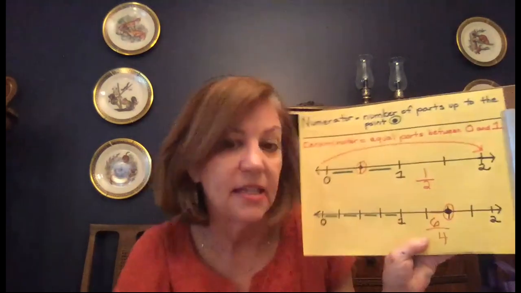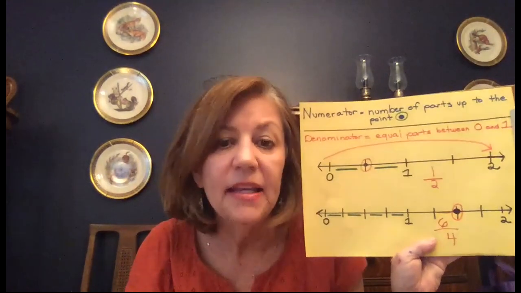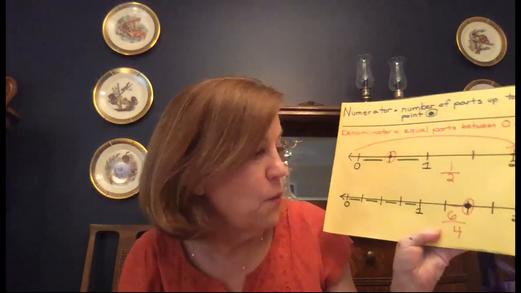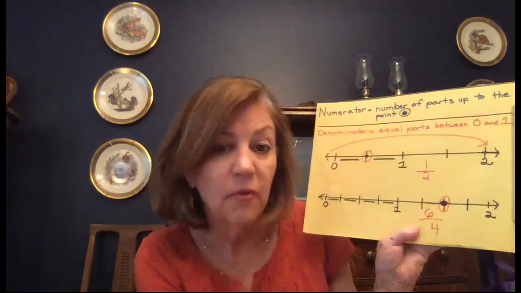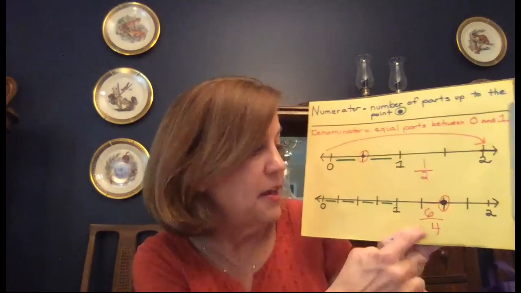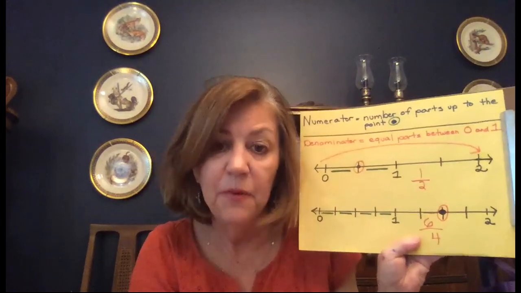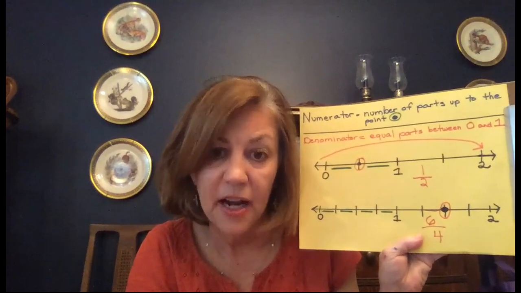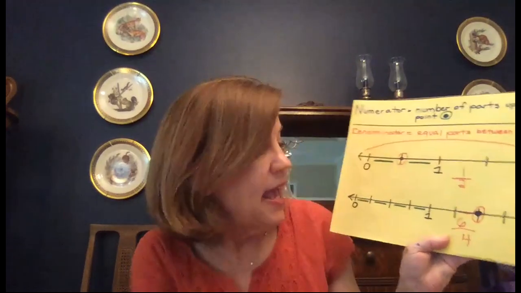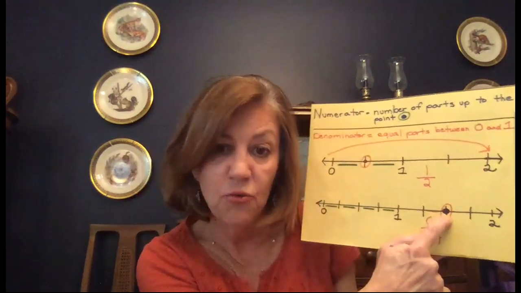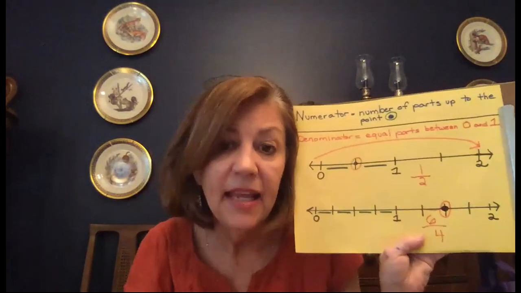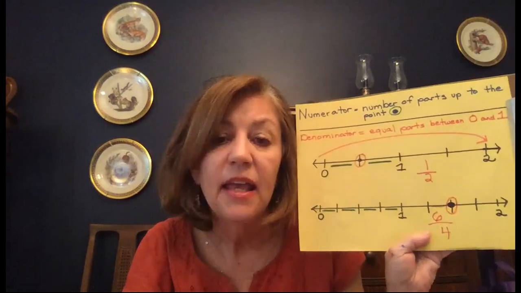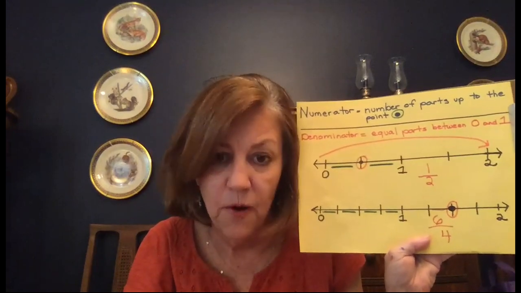So we have 6/4. Now we can tell that this is greater than 1 for 2 reasons. Number 1, the numerator is larger than the denominator. And when that happens, that means that the fraction is greater than 1. And also the point is between 1 and 2. If the point is on the right-hand side of the 1, it is going to be greater than 1.